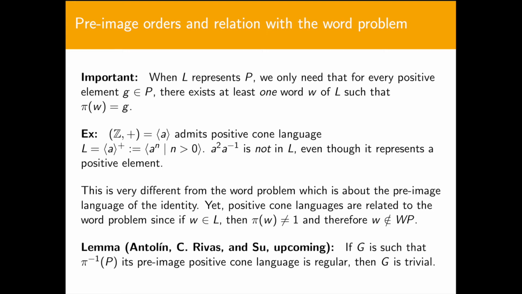So here's a limit. If G is such that the preimage language of one of its positive cones is regular, then G is trivial. So this justifies why we have such a definition for our languages evaluating to P, why we only require that one word represents each element that's positive, because if we had the whole preimage language being regular, then G is trivial, so we really want to study that.